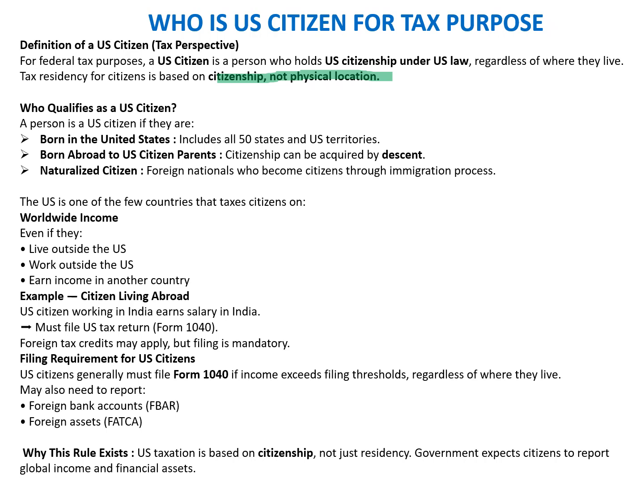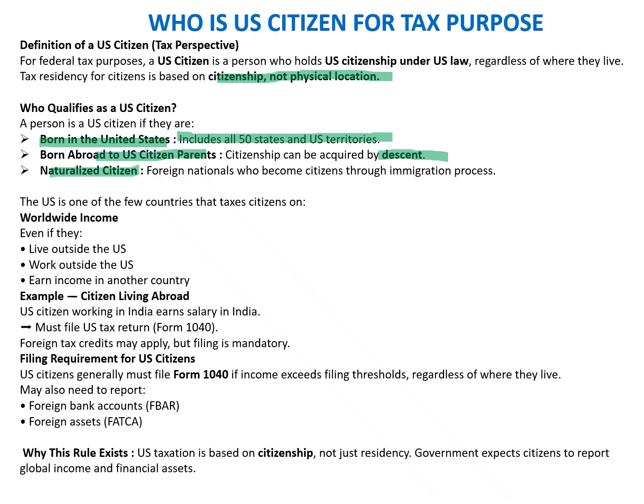A person is a US citizen if they are born in the United States, which includes all 50 states and the US territories. Anyone who is born in the United States is treated as a US citizen and their worldwide income is taxable. Born abroad to a US citizen parent: citizenship can be acquired by descent. So a person who is born in a country outside the US, but whose parents are US citizens, will automatically become a US citizen.